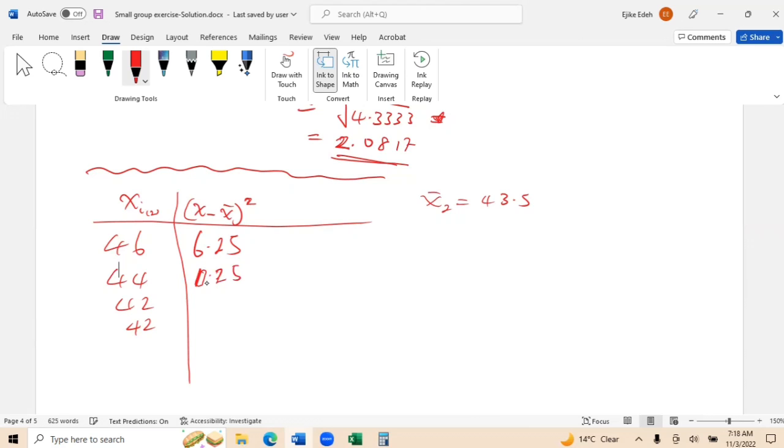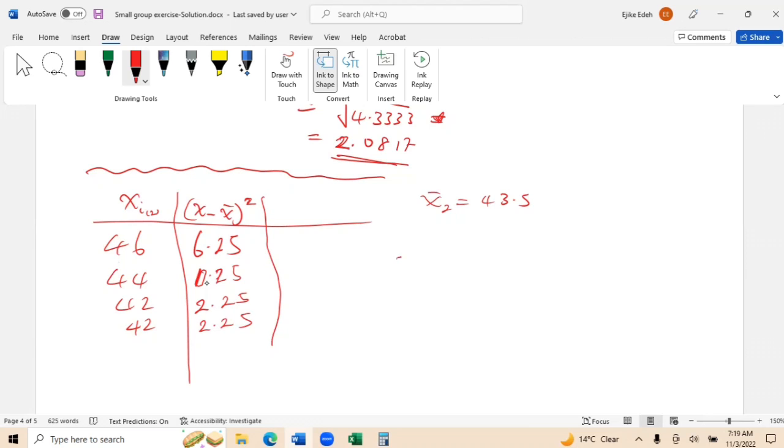We go to the next, that is 42 minus 43.5. That gives us negative 1.5. Raise that to the power of 2, that gives us 2.25. So here we have 2.25, and we're going to have 2.25 here as well, because they are just the same number. Okay, so add this up to get the numerator.